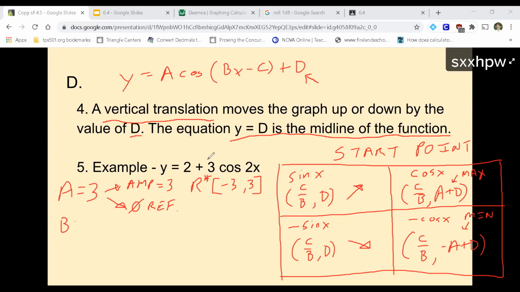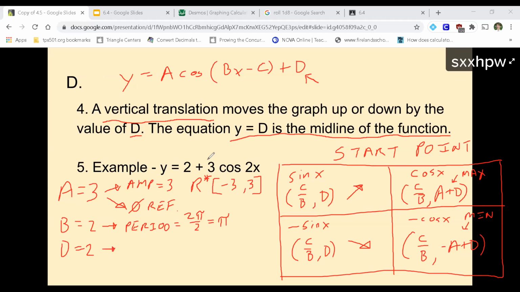Our b value for this problem is 2. And again, that's supposed to tell us what the period is, which would be 2 pi divided by 2, or pi. We do not have a c value, so there's no phase shift, there's no horizontal translation left or right. However, our d value is 2. So that tells us that we're being vertically translated up 2.